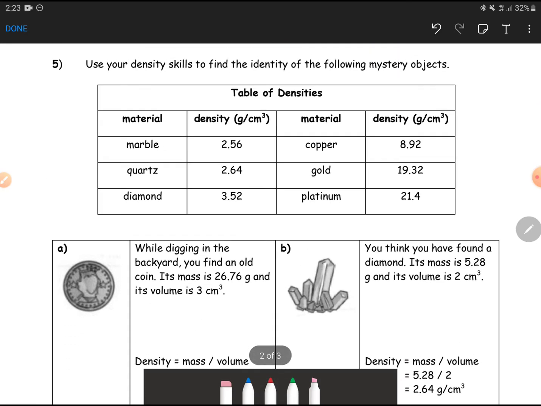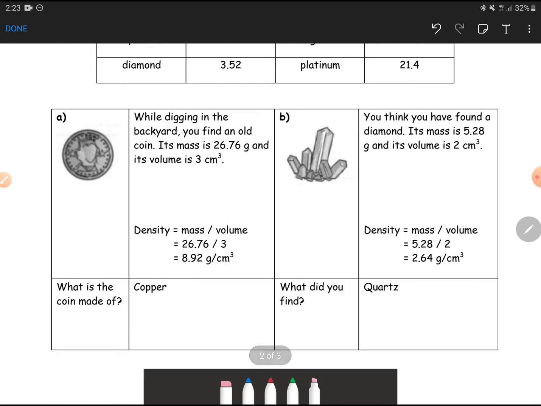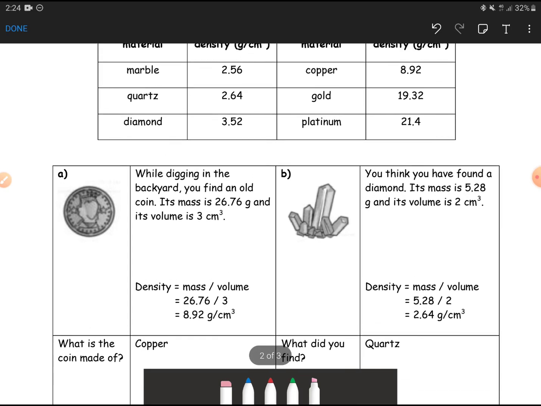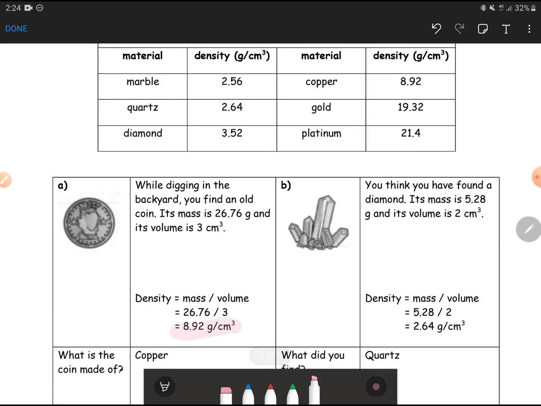To solve this next question, question 5, same thing, just use the same formula, density is equal to mass over volume. For example, for part A, when I do the calculation, I get an answer of 8.92. Then I look at the list of elements provided and I notice copper is 8.92. So I know that this thing is made of copper.